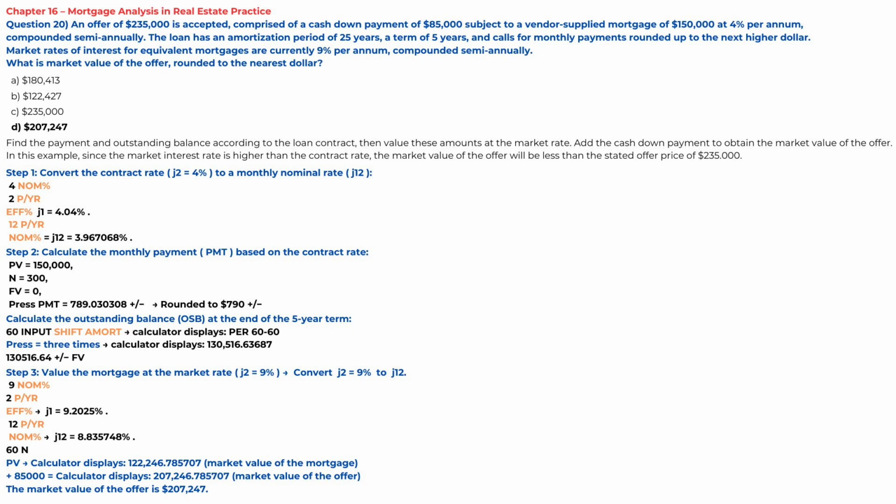Step 3. Value the mortgage at the market rate. J2 equals 9% to J12. 9, shift nom2. Shift PYR. Shift effective. Calculator stores J1 9.2025%. 12. Shift PYR. Shift nom. Calculator displays J12 8.83748%. 60 N, press PV. Calculator displays 122,246.785707. Market value of the mortgage. Add 85,000, which equals 207,246.785707. Market value of the offer. The market value of the offer is $207,247.